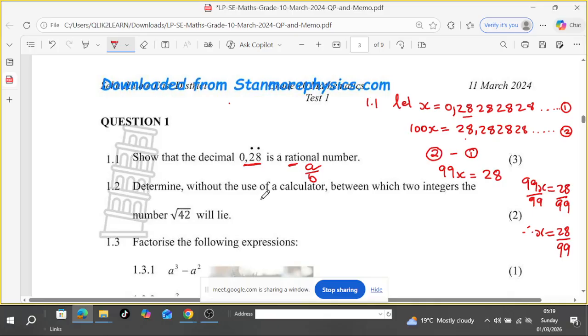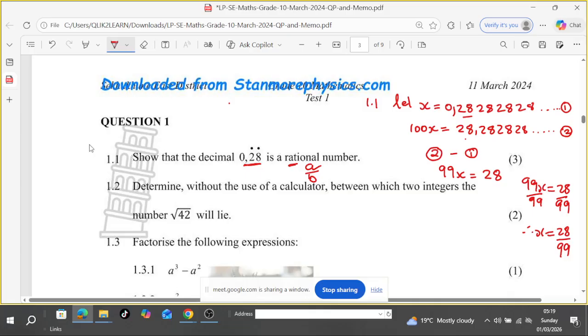Okay, so the next question says determine, without the use of a calculator, between which two integers the number root 42 lies. You understand? So I'm going to give you the best plan that you can use to answer this question. Do you know your perfect squares?